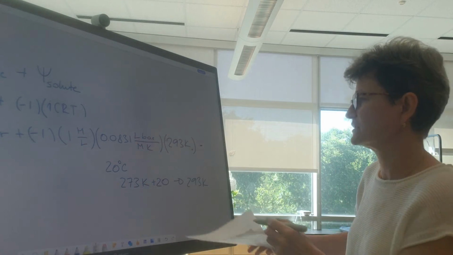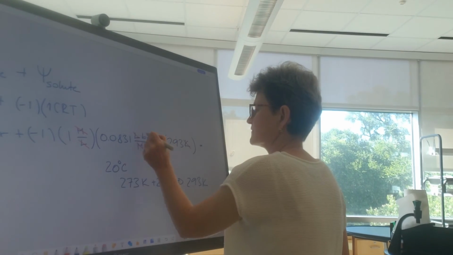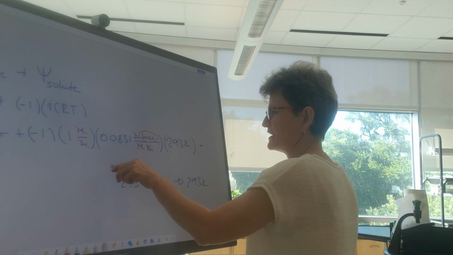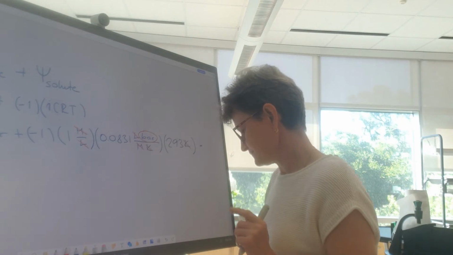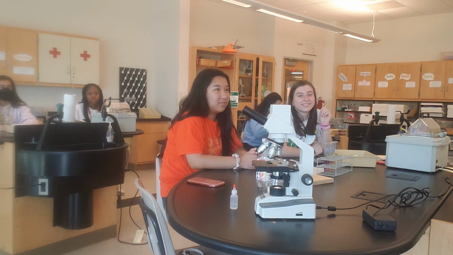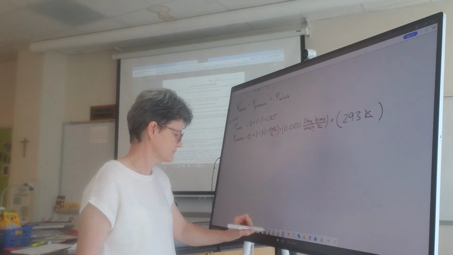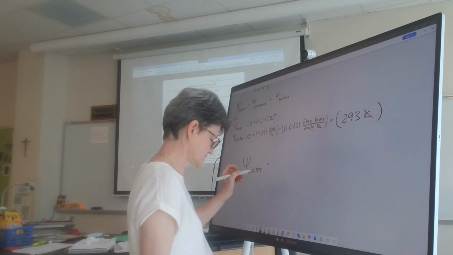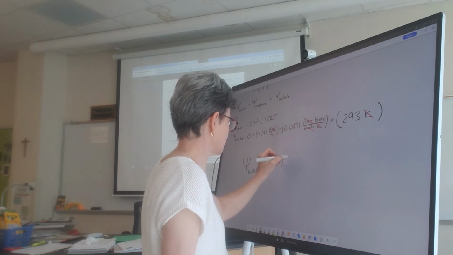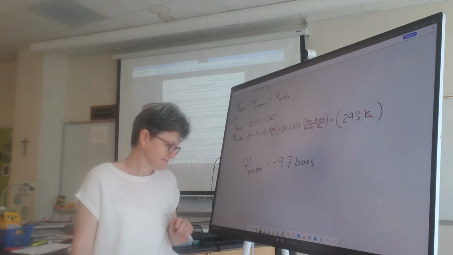So pretty much we will use bar. That's what the remaining is. Can I ask somebody to just figure it out? Please use your calculator. Negative 9.7 bars. So for the water potential, what you said is negative 9.7 bars. I'm so glad you added a negative sign.